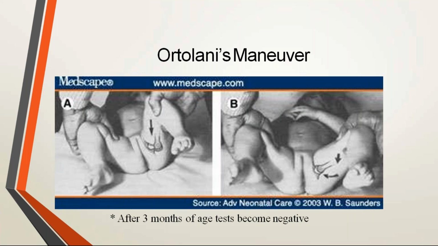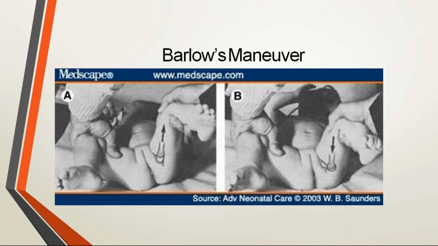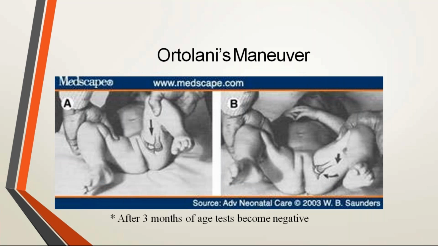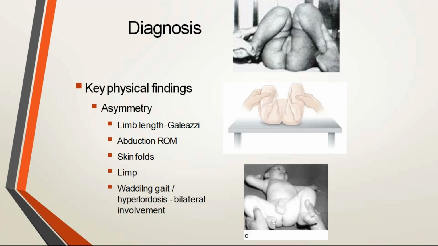This is positive Ortolani's maneuver. This is Barlow's maneuver. This is the reverse of Ortolani's maneuver. In Barlow's maneuver, you're dislocating the hip. In this position, you've got the opposite of Ortolani's, that is outward pressure and adduction. Then you're dislocating the normal hip. This is the clinical test you need to do on every newborn baby to identify DDH.